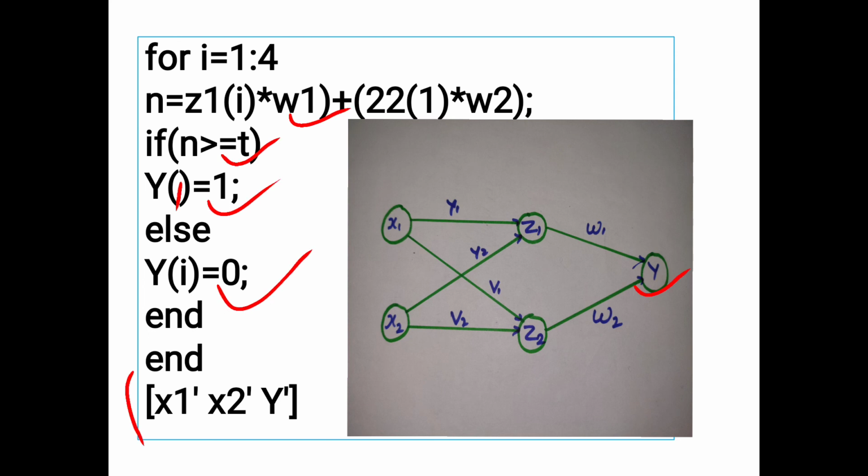Here we will print and see the graph for the output value. So this is the logic for designing the XOR gate using the McCulloch-Pitts model in MATLAB software. So thank you everyone.